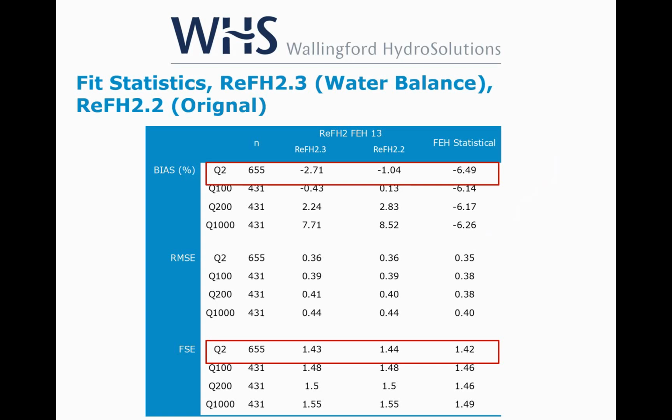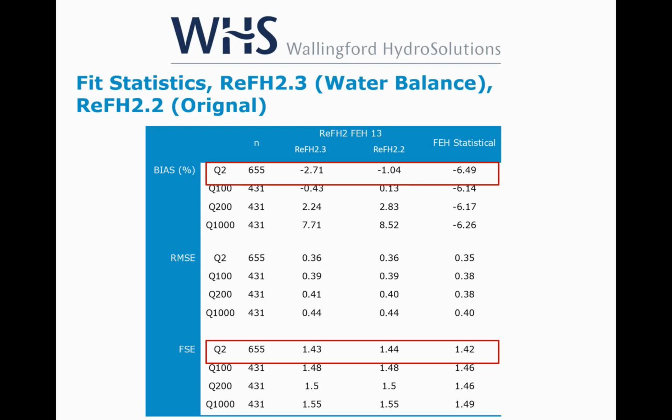So here I've got a table of the performance of those different models for given catchments. We've got our bias, our root mean square error, and our FSC. What I've highlighted here is the Q2, the QMed. It's probably the only statistic that we've got a large amount of confidence in actually knowing. All the others are estimates. They're compared with the enhanced single site estimate, which in itself is a model.